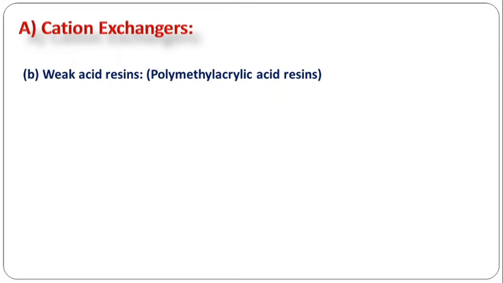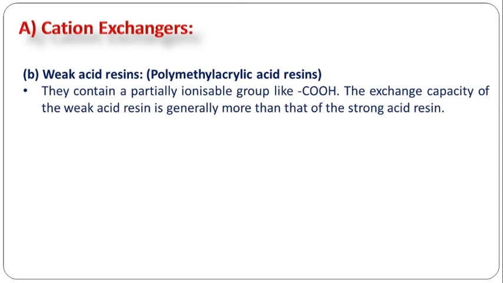Now we'll see weak acid resins. So it contains polymethacrylic acid resins. They contain a partially ionizable group like carboxylic acid. So carboxylic acid is a partially ionizable, weak acid. Okay. So the exchange capacity of the weak acid resin is generally more than the strong acid resin. So the exchange capacity of this weak acid resin is more as compared to the strong acid resin.